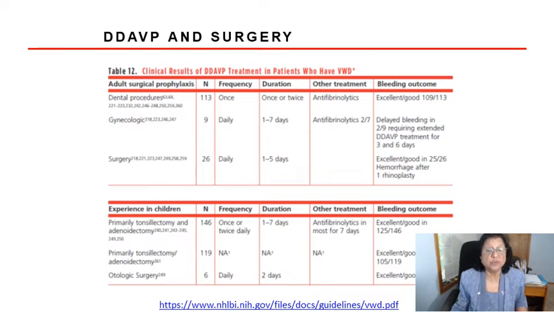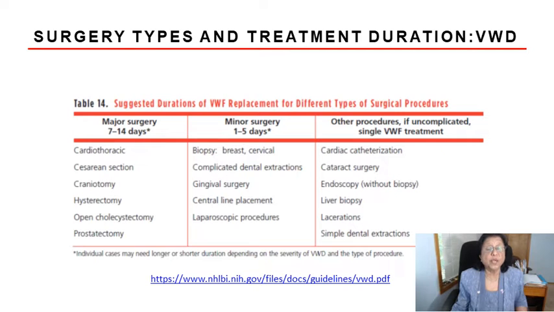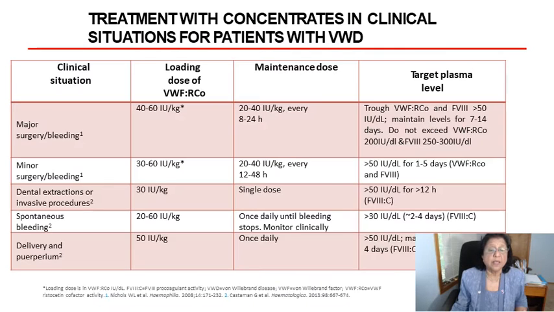And an experience in children, again, it's mostly once or twice daily for a couple of days. Similarly, if you look at the surgery types and duration, for minor surgery, your requirement would be 1 to 5 days, whereas for major surgery, it can be anywhere from 7 to 14 days. So there is no set date. It depends on the age of the patient and the type of the surgery. And if it's very simple and uncomplicated, a single dose suffices.